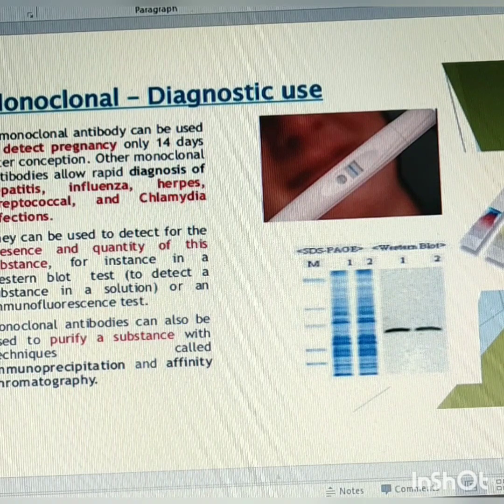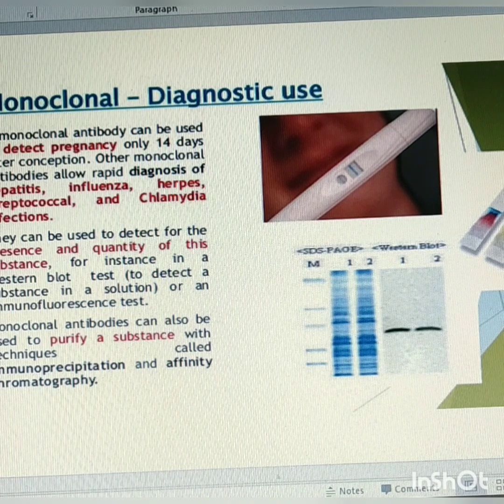There are some diagnostic uses: it can detect pregnancy only 14 days after conception, and it is also used in diagnosis of hepatitis, influenza, herpes, streptococcal and chlamydia infections. It can be used to detect the presence and quantity of a substance, for instance in a Western blot test or an immunofluorescence test. Monoclonal antibodies can also be used to purify a substance with techniques called immunoprecipitation and affinity chromatography.